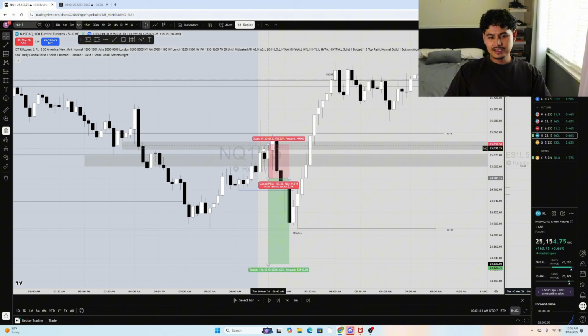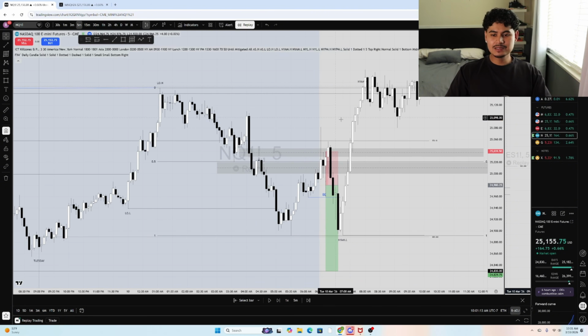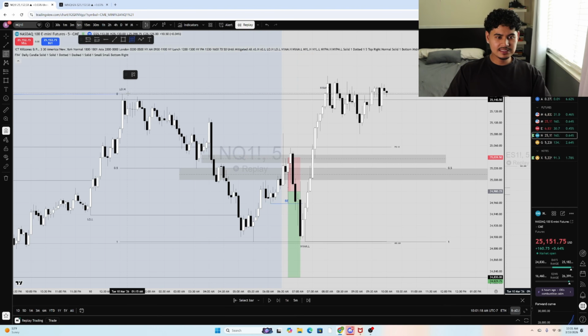So right here, I'm trying to anticipate that this 50% range, as you can see from London high from this move right here, I'm anticipating that this 50% mark is going to get held and we're going to respect this 15-minute gap right here and it's going to hold. And that is what happened, but I just got in a little bit too early.